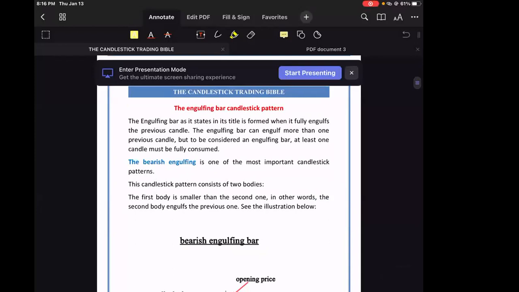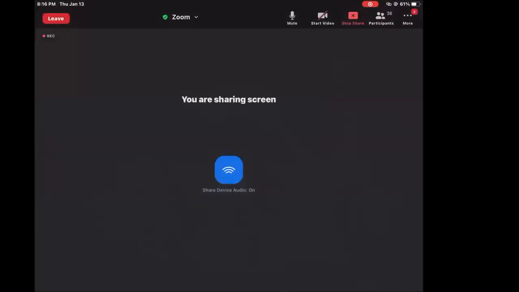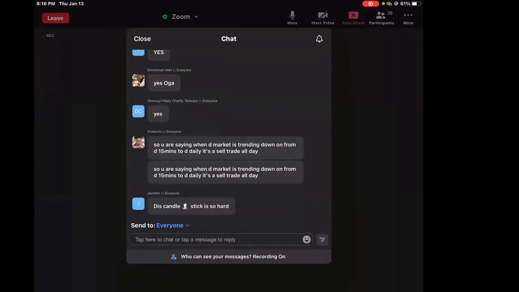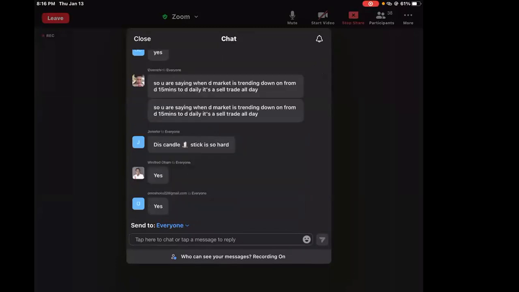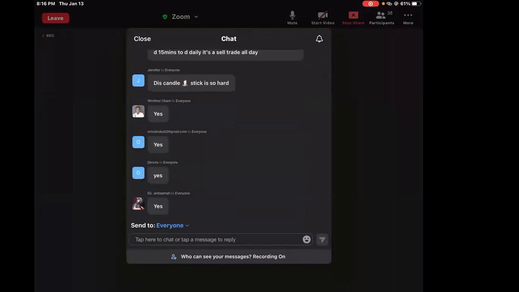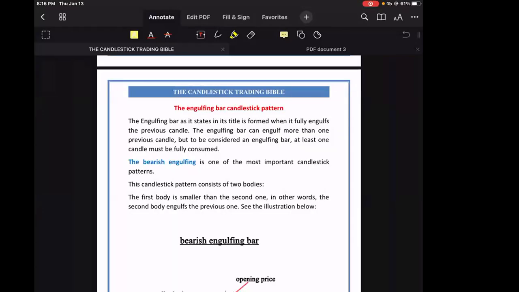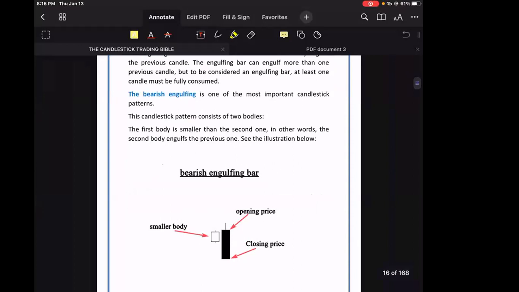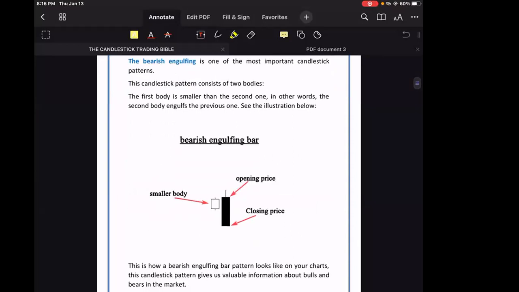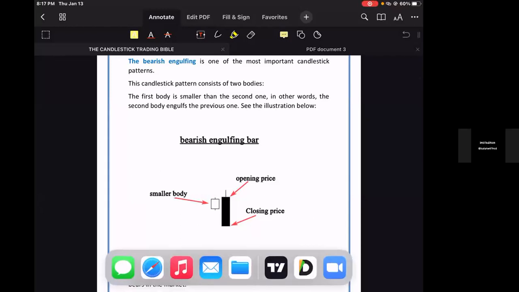So guys, look at the engulfing bar candlestick pattern. Can you guys still see my screen? Okay, you can still see my screen. So if you come down to this engulfing bar candlestick pattern, this is the candlestick that actually engulfs the previous candle. It covers up the previous candle, and it signals a reversal in the markets. But it's not because it's a reversal that you want to jump into the market to take the trade.